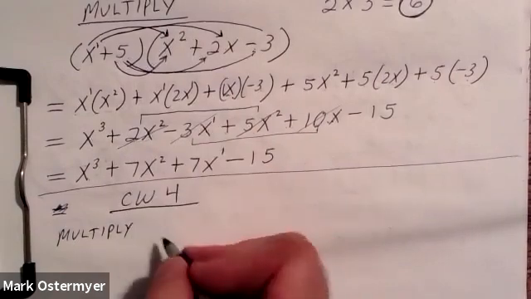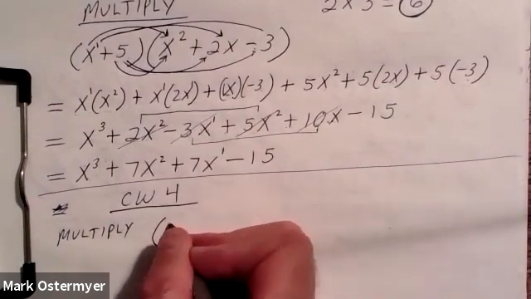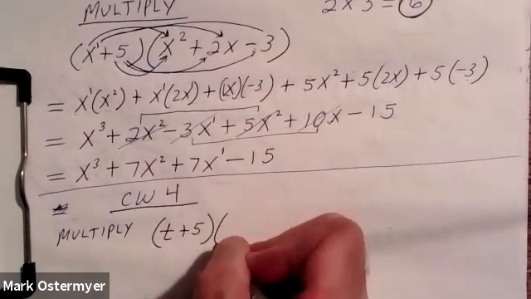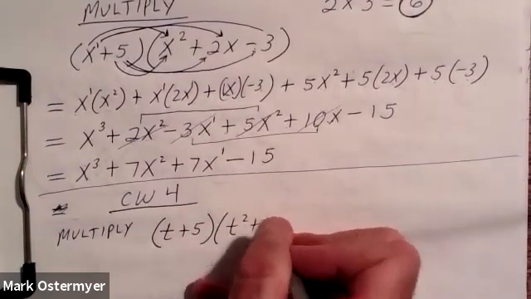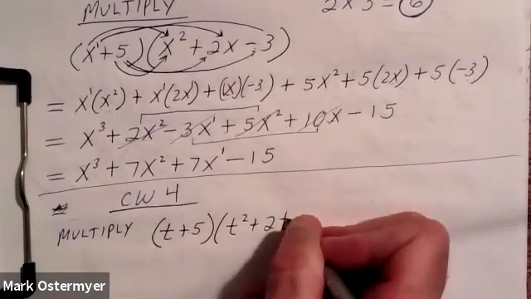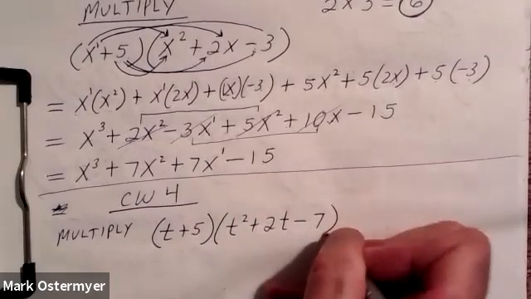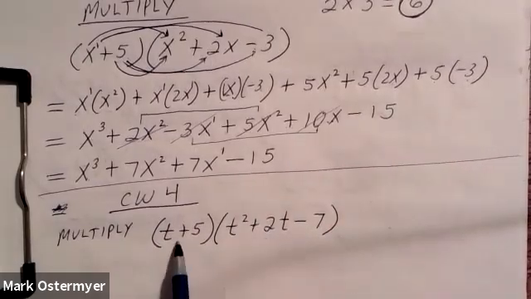Nothing changes. All right, I would like you to try to take t plus 5 and multiply it by t squared plus 2t minus 7. Go ahead, see if you can multiply this binomial and this trinomial. Let's see if we can get that accomplished. This will probably be your last classwork today.